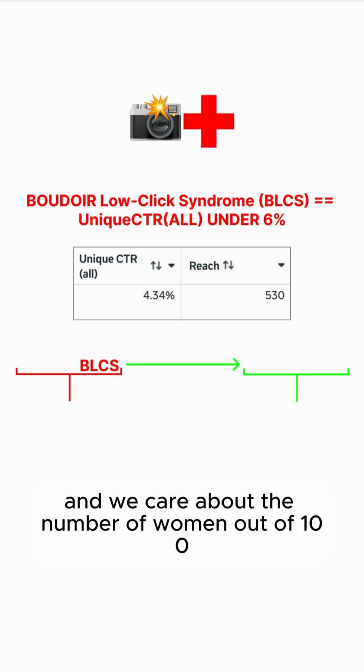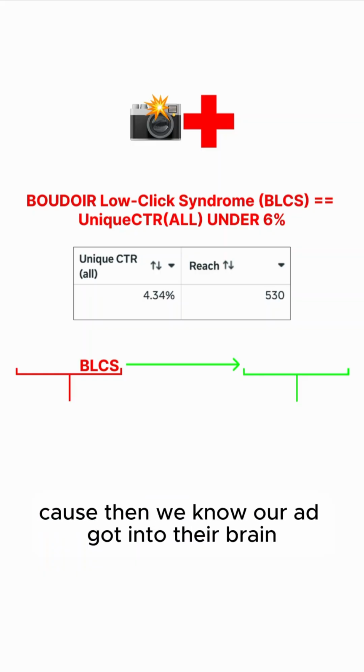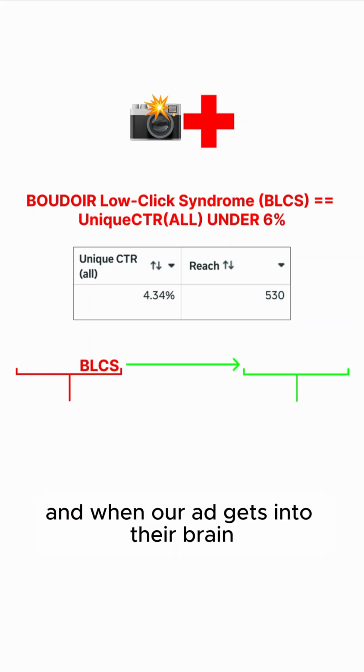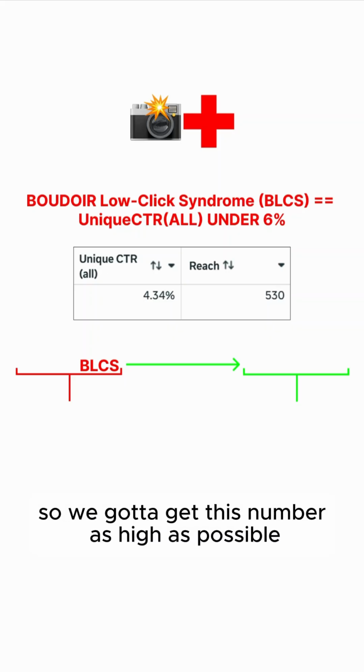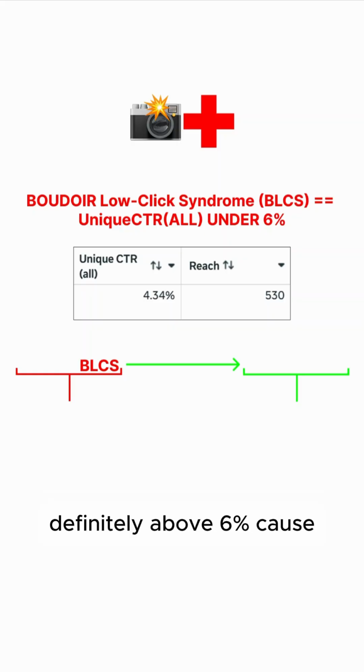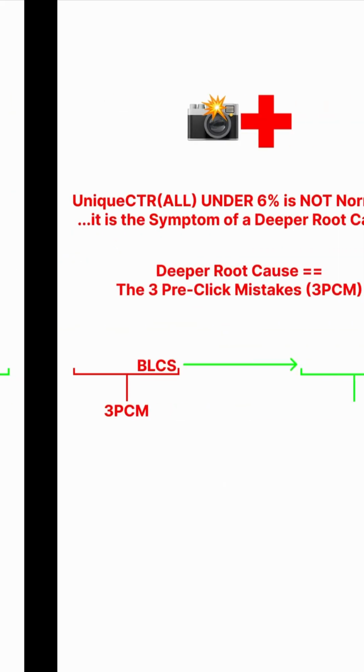And we care about the number of women out of 100 clicking somewhere on our ad because then we know our ad got into their brain. And when our ad gets into their brain, that's literally the only chance we have at them buying from us. So we got to get this number as high as possible, definitely above 6%, because 6% means we got some deep-seated problems in our ad.